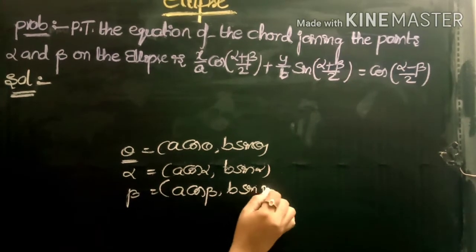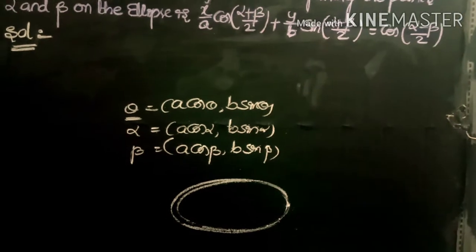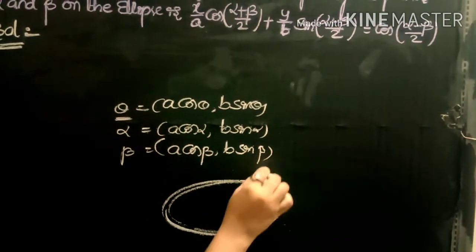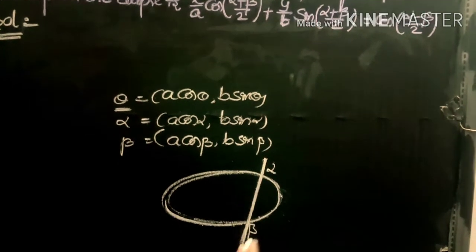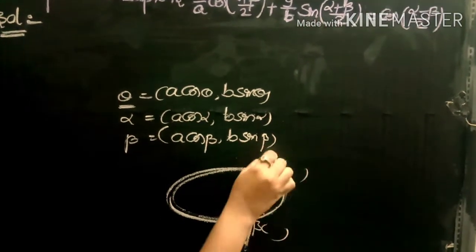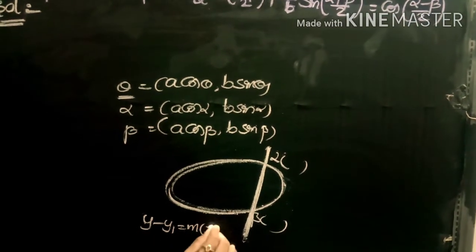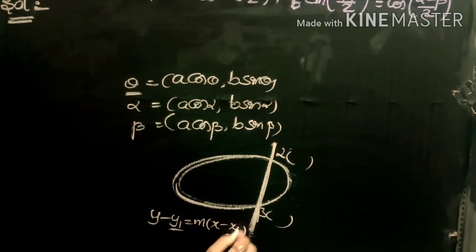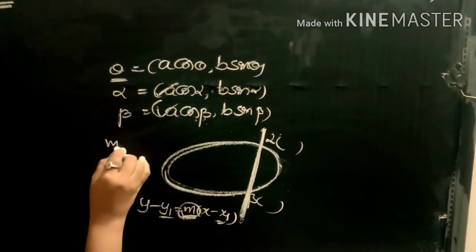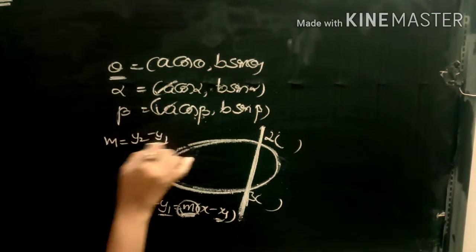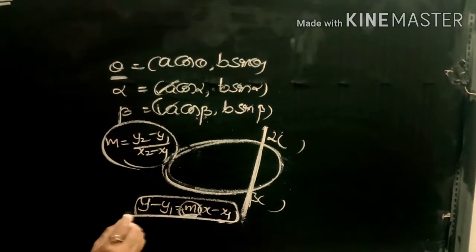Now what is the equation of the chord joining these two points? Given that the ellipse is x square by a square plus y square by b square is equal to 1. This is the ellipse. Now the chord passes through the points alpha, beta. Now we want to find the equation of this line. These two points are given. Now we are finding the equation of this line by using the formula y minus y1 is equal to m into (x minus x1). Here x1, y1 means you can take any of the two points. m is the slope value, and we are finding the slope value by using the formula (y2 minus y1) by (x2 minus x1).